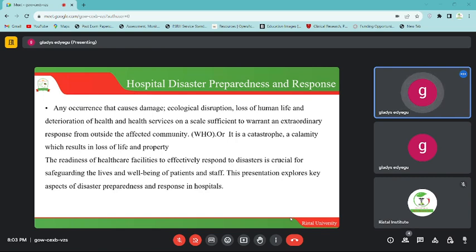Hospitals need to know how to prepare for disaster and respond in times of disaster. There are a number of key things that we need to know: what we need to have during the time of preparing for disaster, what we need to have during the time of responding to the disaster, and what happens after the disaster.